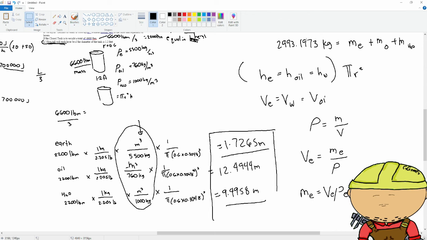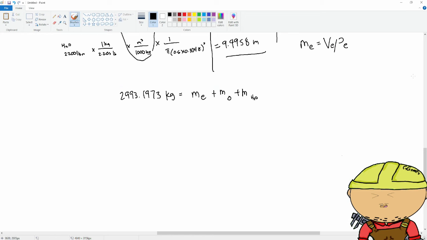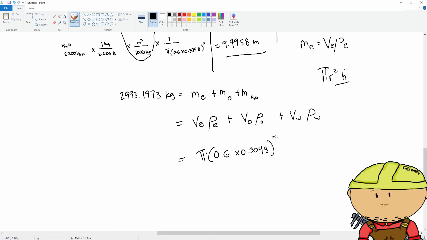This is more dimensional analysis. I love this question. The total mass will be equal to the volume of earth times density of earth plus volume of oil times density of oil plus volume of water times density of water. Volume is pi r squared h. They have the same height and the same volume, so pi times 0.6 times 0.3048 squared times height is equal to earth 5500 plus 760 plus 1000.